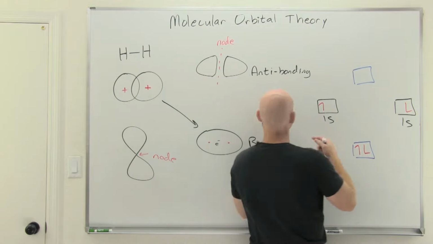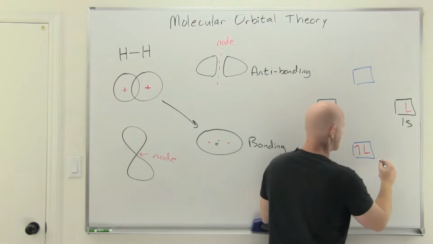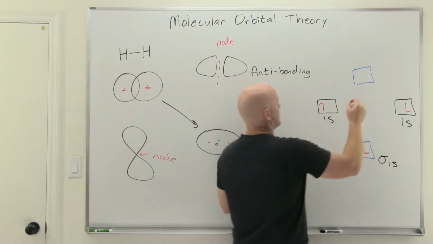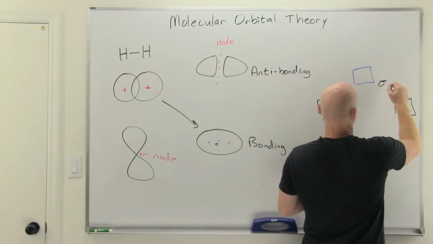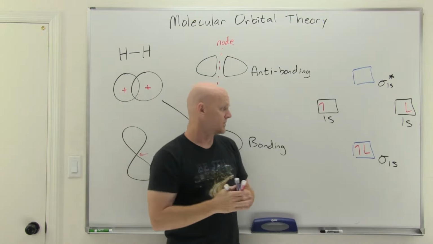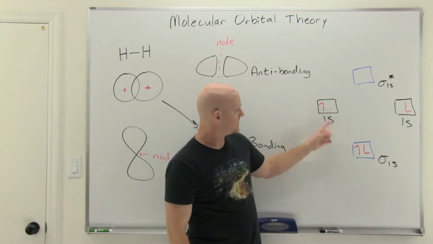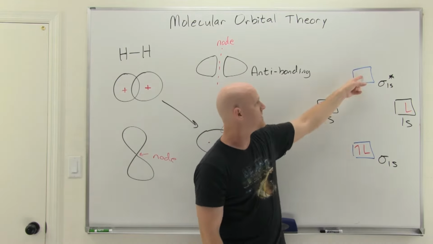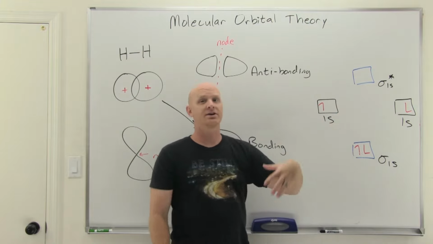Cool, now it turns out this is a sigma bond, end-to-end overlap here, so we call this the sigma 1s molecular orbital, and we call this one the sigma 1s antibonding molecular orbital. And so it turns out that if you look, in black here we've got represented the original atoms, and in blue here we've now got represented molecular hydrogen.